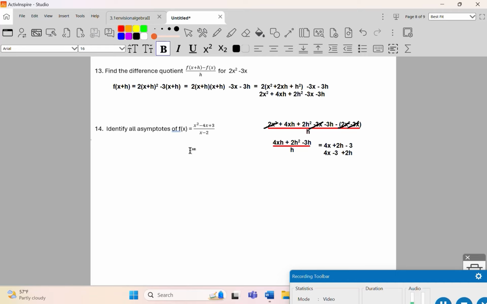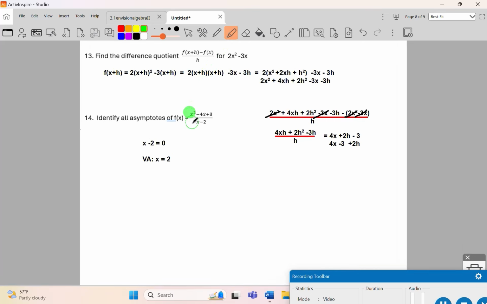Identify all the asymptotes. Oh, it's got a vertical asymptote. X minus 2 is 0, so the vertical asymptote is x equals 2. And if I just focus on the first pieces, I have x squared over x. I'm looking at a slant asymptote. So I get to do long division.